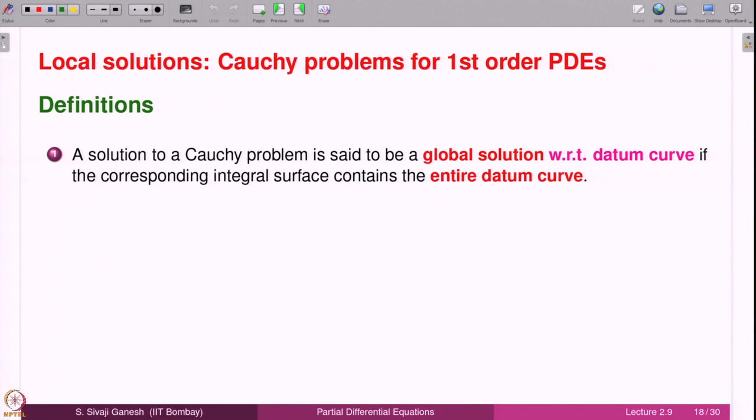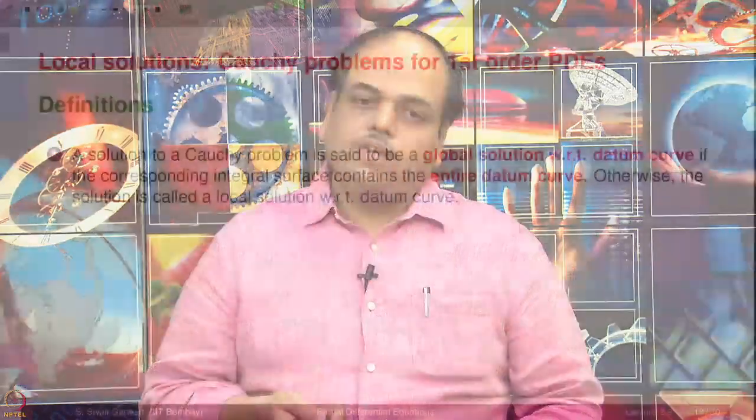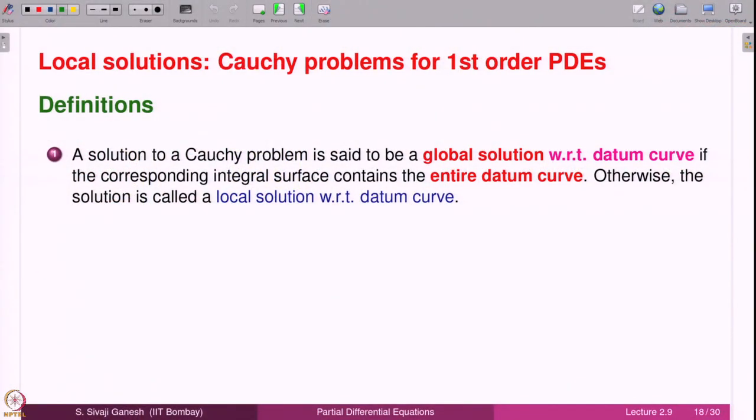Okay. You have a solution, right? Then look at the integral surface, z equal to xy. If it contains the entire gamma, we say it is a global solution with respect to datum curve. Otherwise, the solution is called a local solution with respect to datum curve.